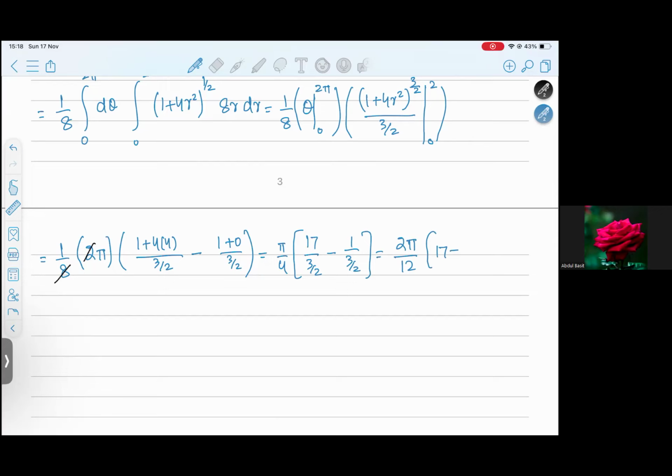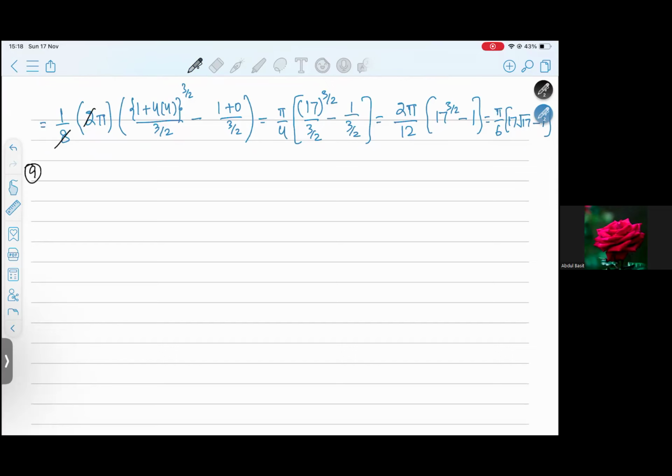Oh, I just ignored this thing. Its power will be 3/2, it will remain as it is. So I'm left with 17 power 3/2 minus 1 power 3/2. It's again 1. So 2 and 12 will cancel out, making it pi/6 times 17 to the power 3/2. I can write that as 17 root 17 minus 1, which is the answer.